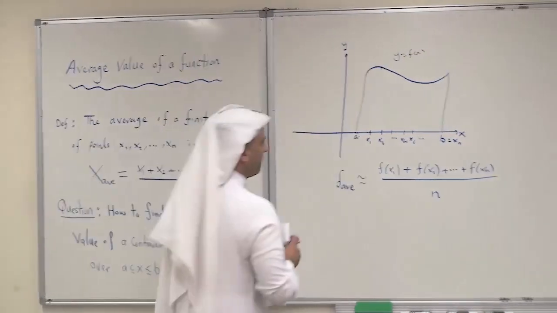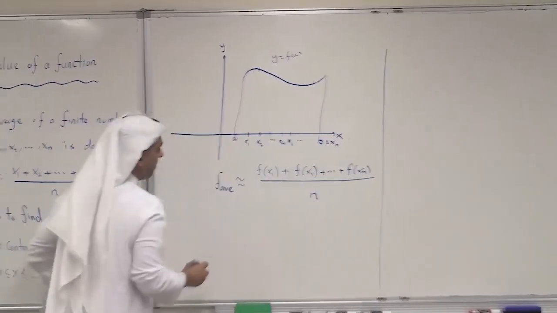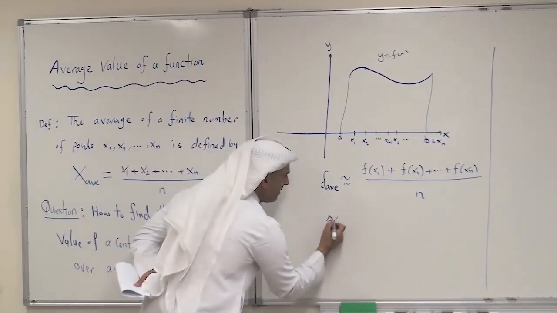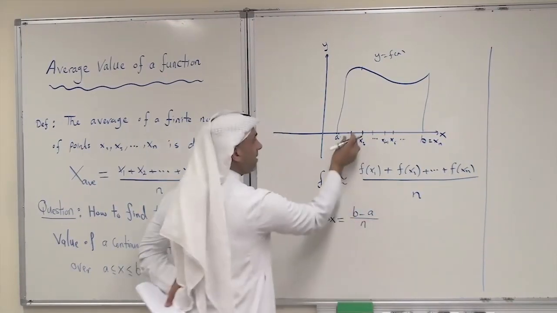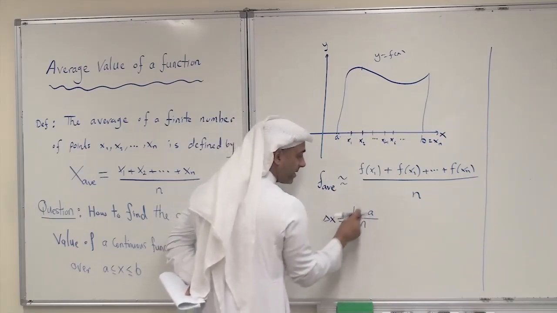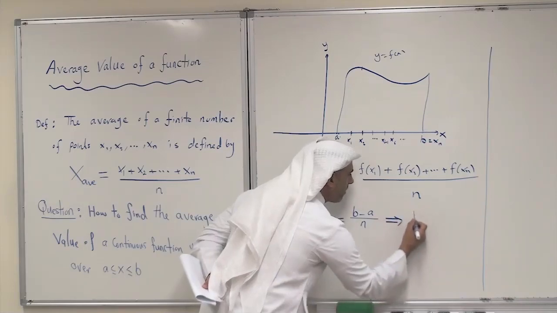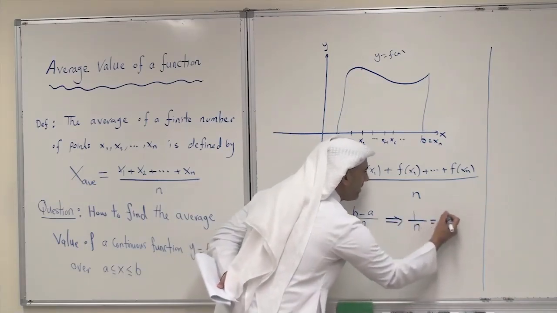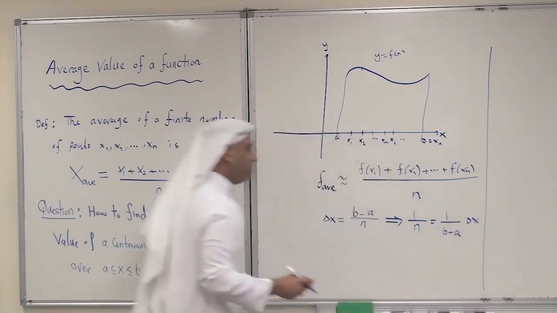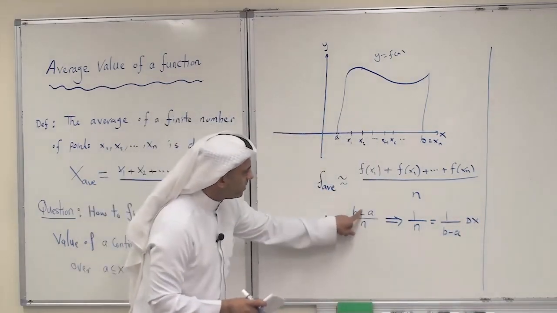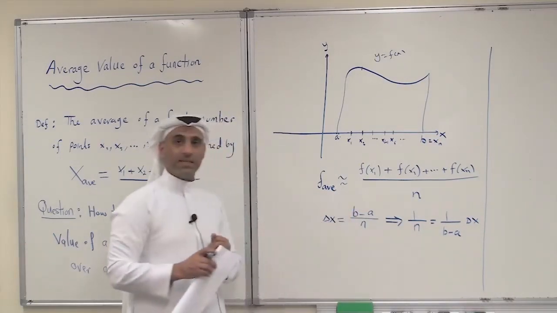Now, what is n? Or what is 1 over n? If you recall how to partition a certain interval, delta x stands for b minus a divided by n. So this width here is just delta x, which is given by b minus a divided by n. So you can easily see from here that 1 over n is equal to 1 over b minus a times delta x. Simply you solve for 1 over n, so we need to divide by b minus a on both sides. So that will be delta x over b minus a.